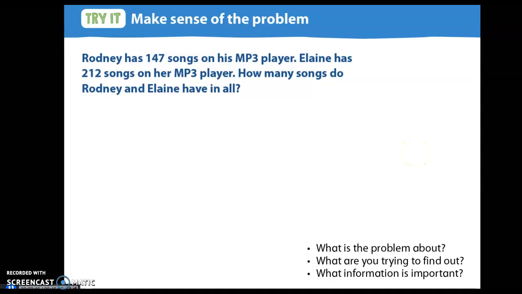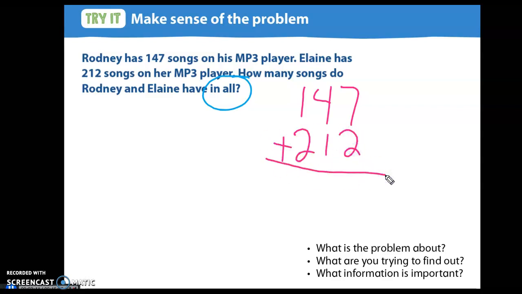Okay, so it says Rodney has 147 songs in his MP3 player. MP3 is like your iPod. Elaine has 212 songs in her MP3 player. How many songs do they have in all? In all, that means to do what? Add, yes. So I'm going to take 147 plus 212, and I'm adding. What is the problem about? Well, it's about songs, and I need to add all of those.